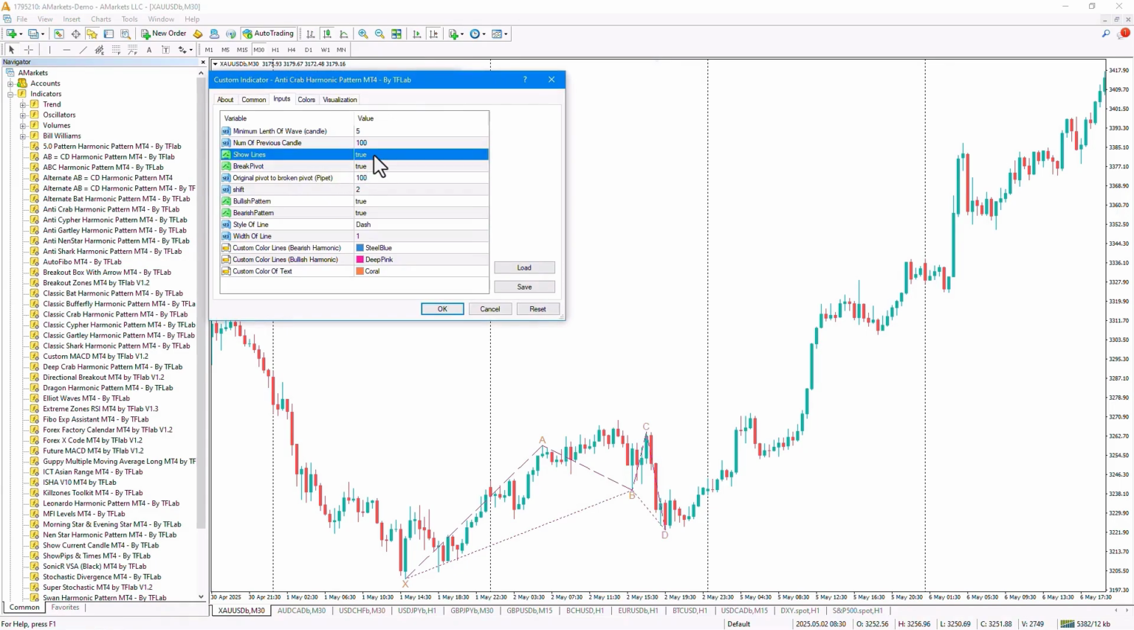In the next section, we can enable or disable the display of the harmonic pattern lines. In the next section, we can enable or disable the break pivot status, which is automatically enabled in this section. If we set this option to false, in the following section we can adjust the distance ratio from the harmonic pattern's pivot to the break pivot, which is set to 1 pipette by default.